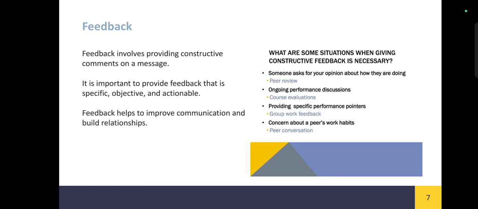Feedback. What are some situations when giving constructive feedback is necessary? Someone asks for your opinion about how they are doing. Peer review, ongoing performance discussions, course evaluations, providing specific performance pointers, group work feedback, concern about the peers' work habits, peer conversation. Feedback involves providing constructive comments on a message. It is important to provide feedback that is specific, objective, and actionable. Feedback helps to improve communication and builds relationships.